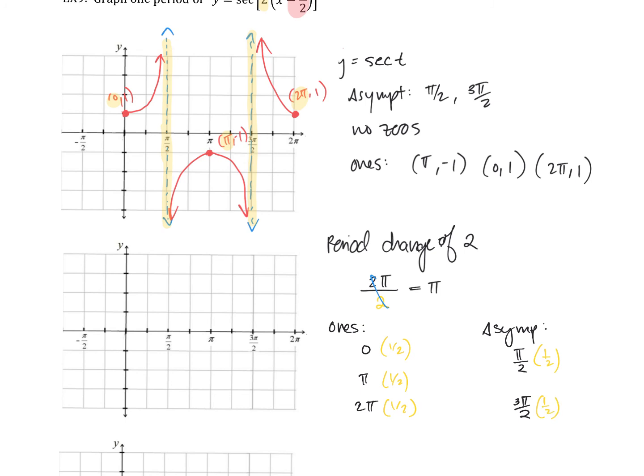And what do we get when we do that? Well, 0 times a half is 0. Pi times a half is pi over 2. 2 pi times a half is just going to be pi. Pi over 2 times a half is pi over 4. And 3 pi over 2 is 3 pi over 4. Alrighty, so we have our new values. Go ahead, plot those, and check in with me in a second. Okay, so hopefully your graph looks like mine. We plotted all the points and used all the asymptotes.